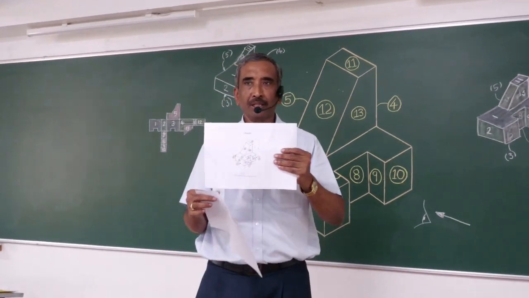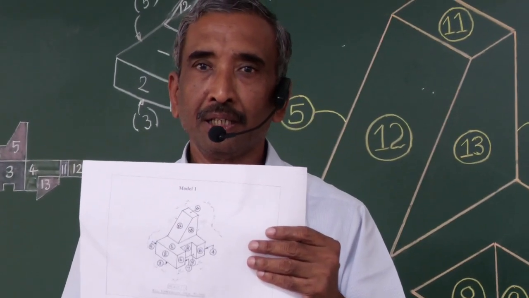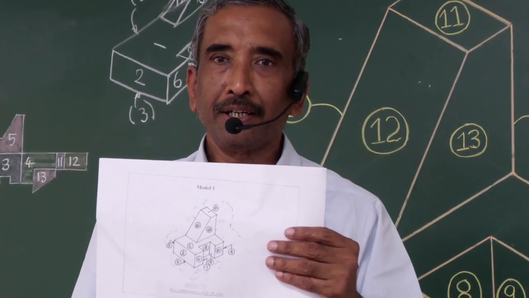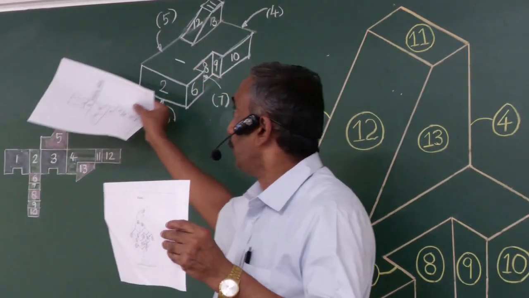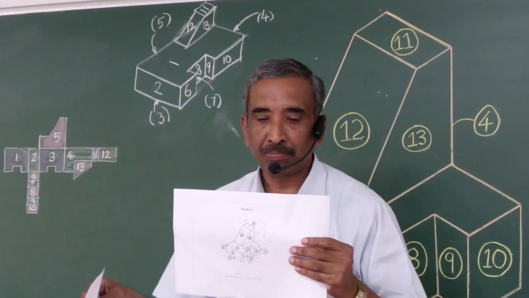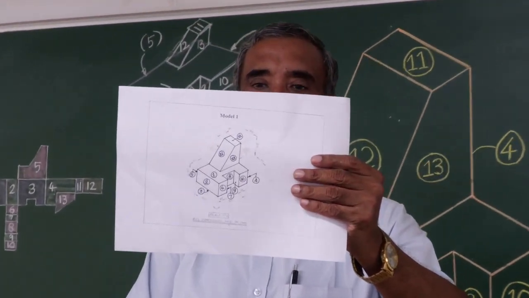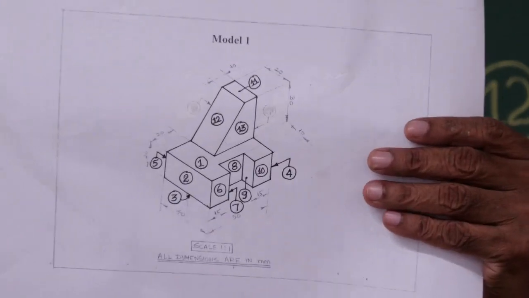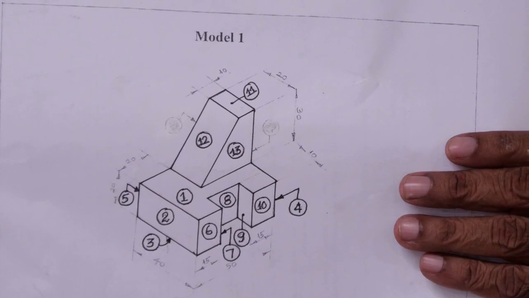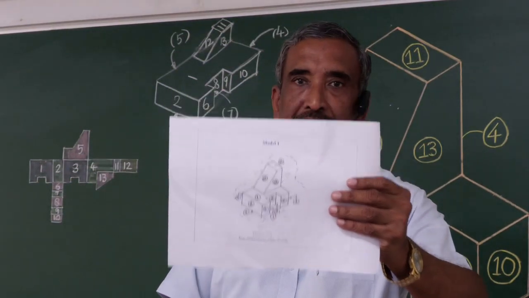So one is this 3D model. Can you see this? So this is a 3D model. You might have drawn this drawing in your notebook, but some of you might not have drawn it. So you can take a printout of this 3D model also. It also consists of all the face numbers from 1 to 13. This is for your reference.